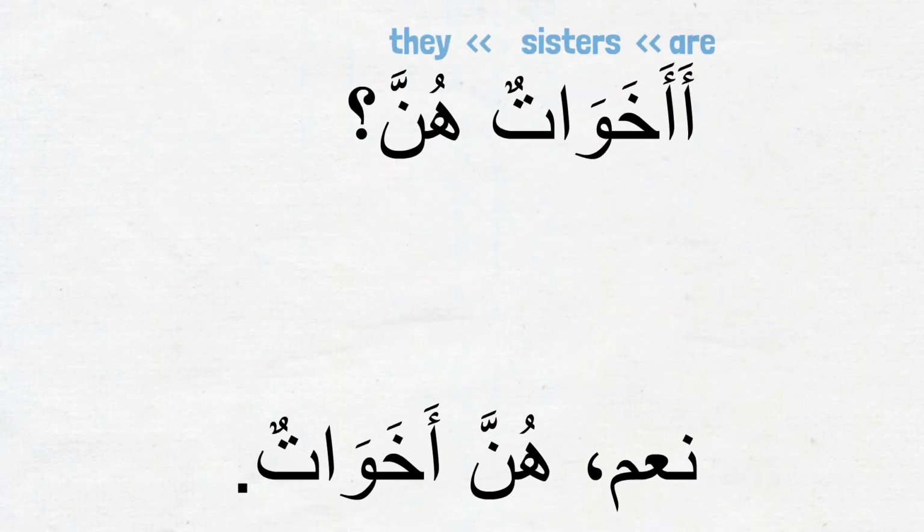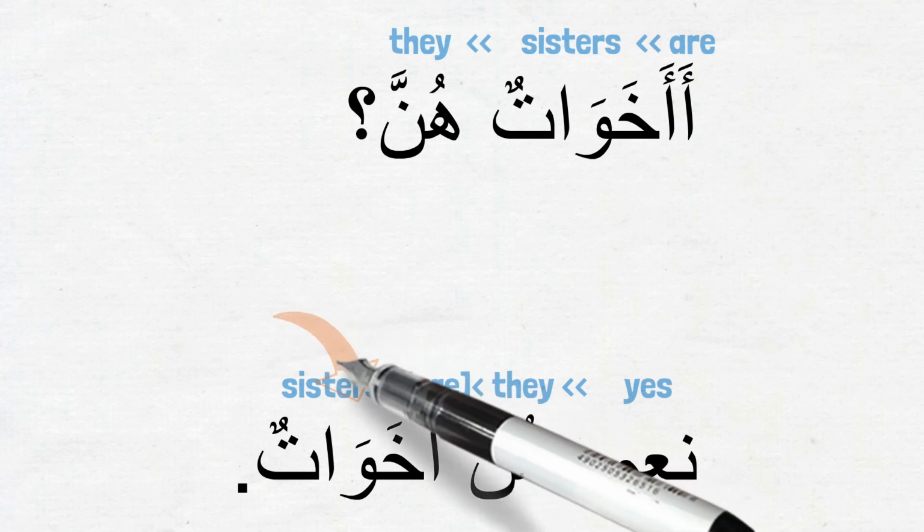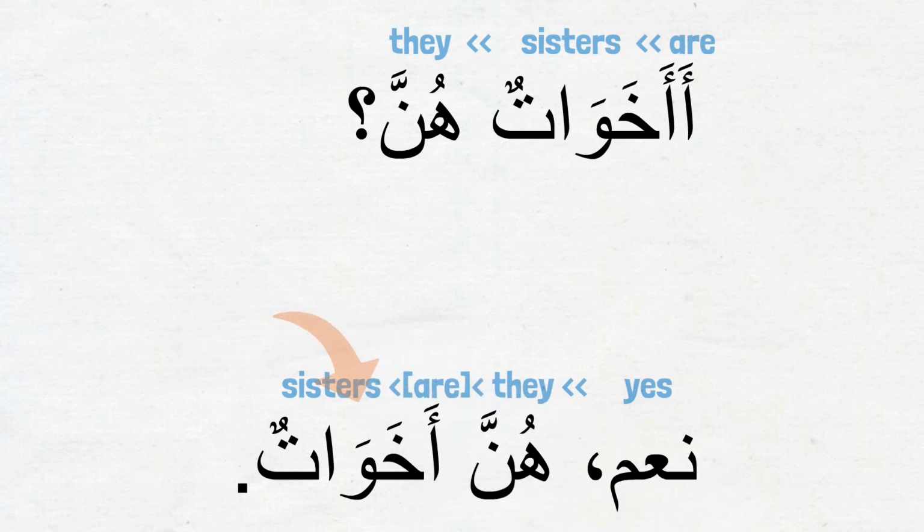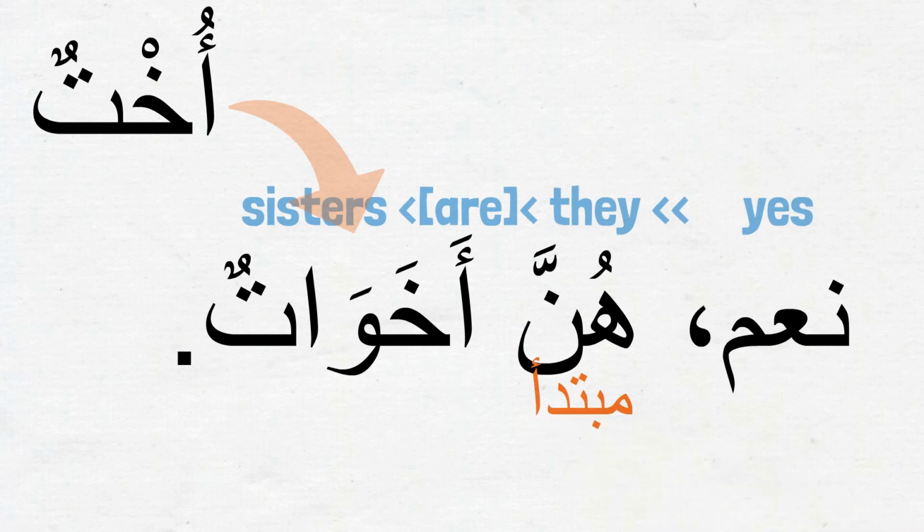أأخواتهن, are they sisters? نعم, هن أخوات. Yes, they are sisters. Do you remember the singular form of أخوات? أخت, right? Very good. Here, after the حرف نعم, ضمير منفصل هن is coming as the مبتدأ of the جملة اسمية. أخوات is the خبر.